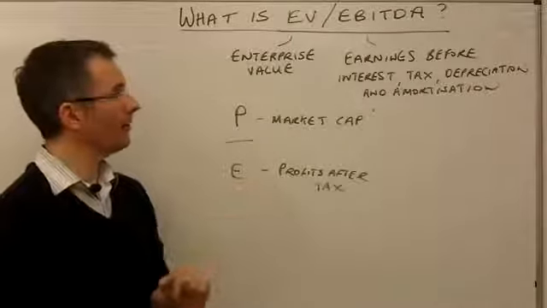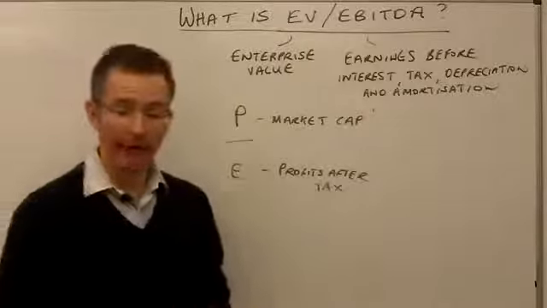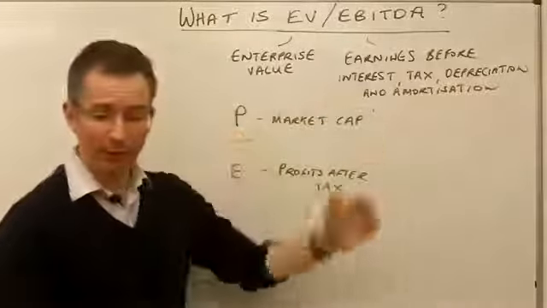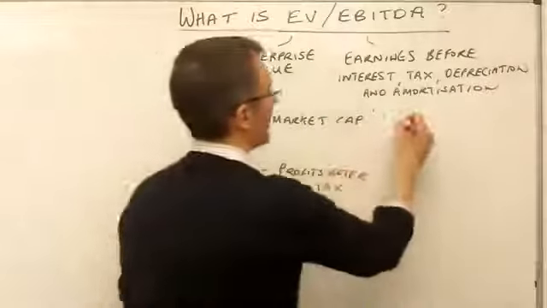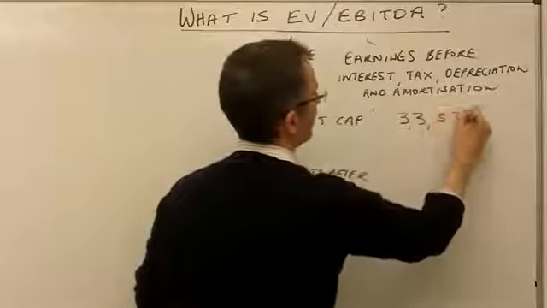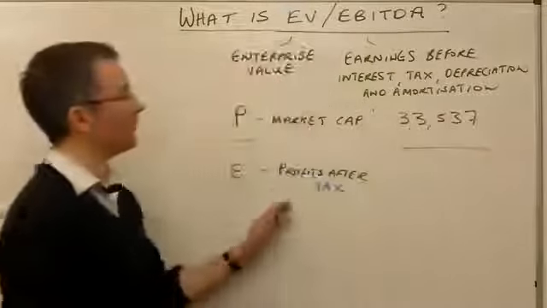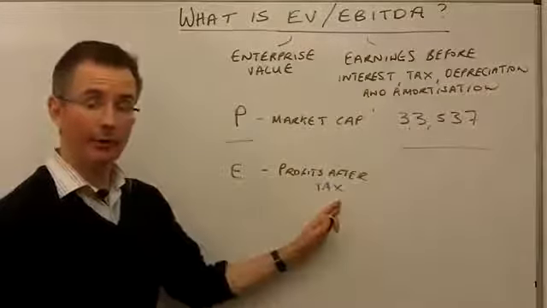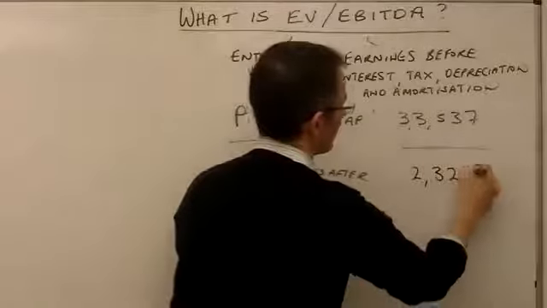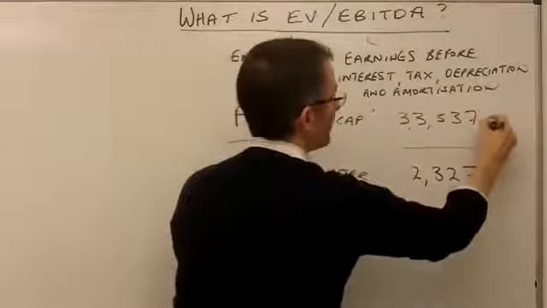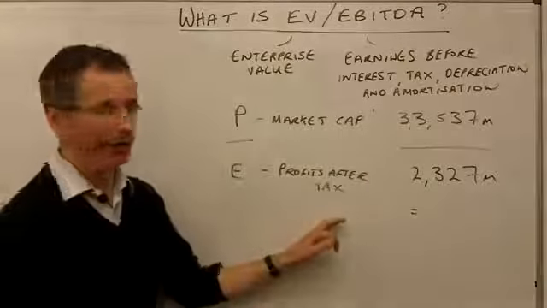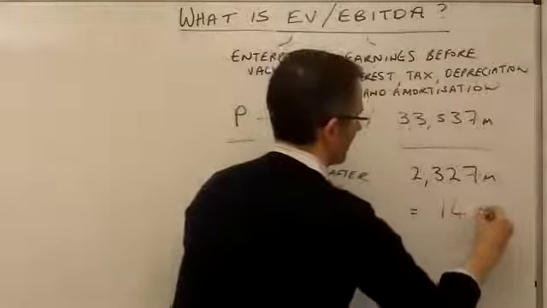And for Tesco, you could crunch that for February 2010, picking up the numbers which are now widely available on Bloomberg or Digital Look, and you get a market cap of about 33,537 and 1 year's profits after tax, taking you up to February 2010, of 2327. Those are in millions, and that generates a price to earnings ratio of around 14, more or less 14.